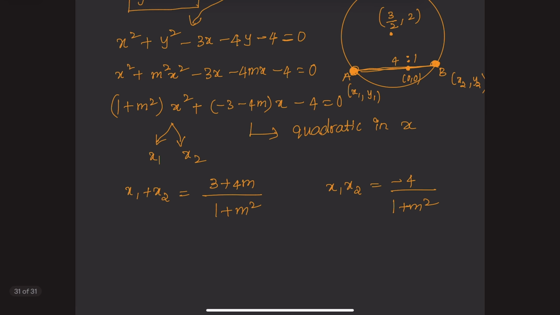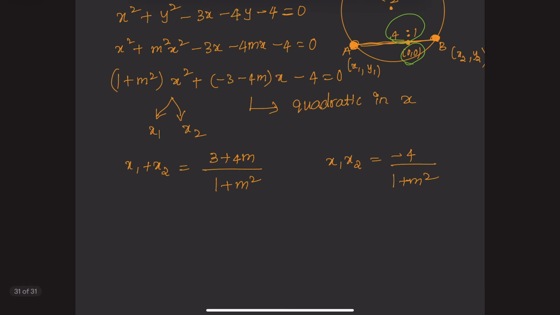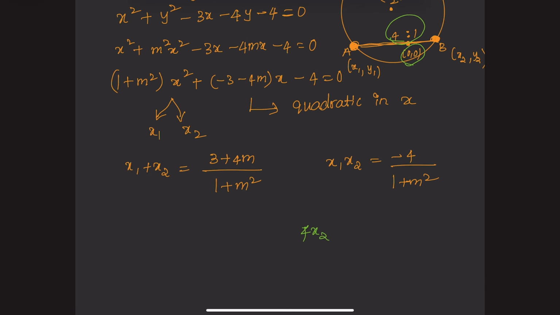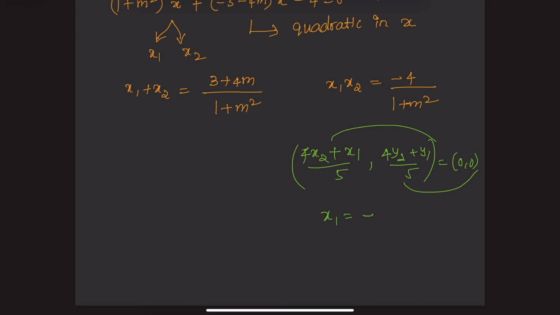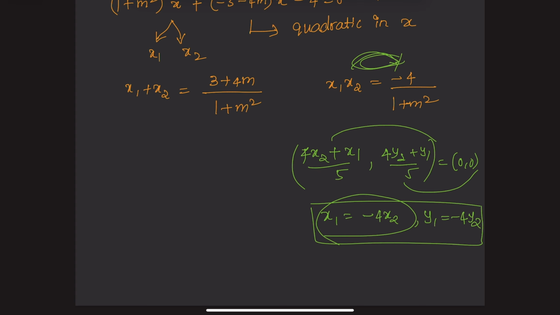Also, there is one extra information that is given in the question. So this ratio is 4:1 and this point is origin. Let us use section formula. So 4x2 plus x1 by 5 comma 4y2 plus y1 by 5 is origin. So compare the x coordinate and y coordinate. So you'll get x1 is equal to minus 4x2, y1 is equal to minus 4y2.